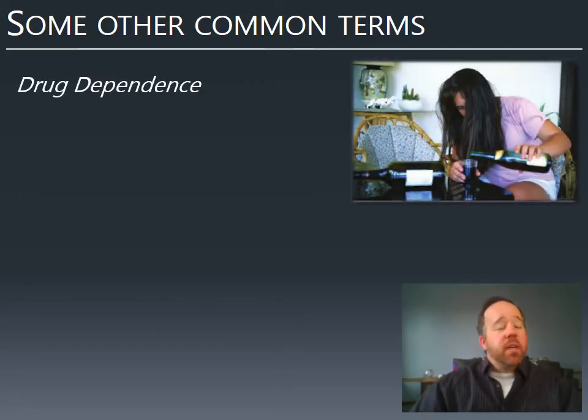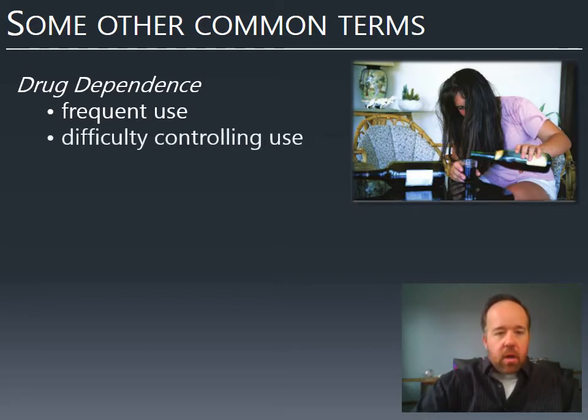There's also drug dependence, which is different from drug abuse. Again, we have this concept of frequent use, so we have a repeated pattern of behavior. And perhaps most importantly, drug dependence implies a difficulty controlling the use of the drug. So when someone seems unable to function without using the drug, then we often refer to them as being dependent on the drug. So they depend on the drug to function normally.